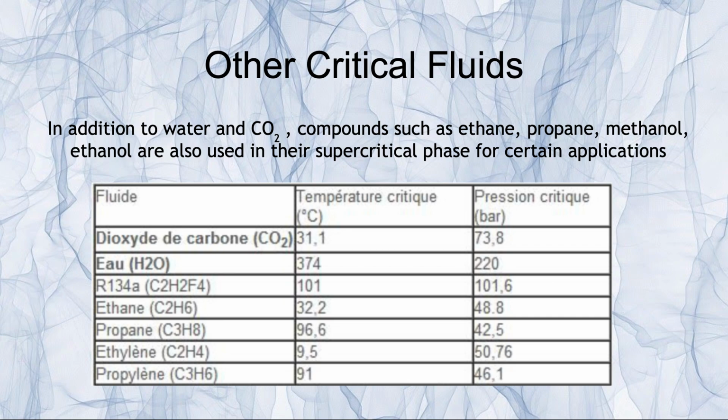Alright, so I'm going to talk about some other critical fluids. There are many more that we've found use for, such as ethylene, propane, methanol, ethanol, and these are shown over here in the chart, and you can see at what temperatures and pressure they are achieved.